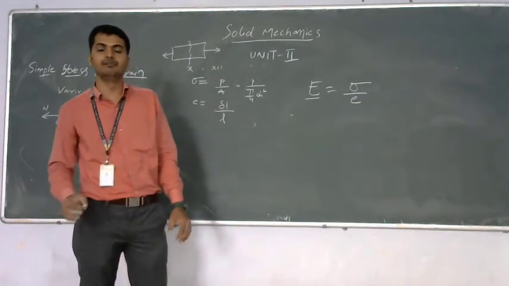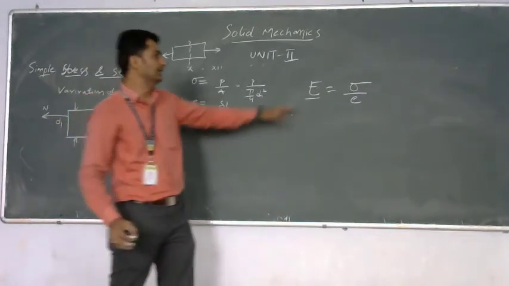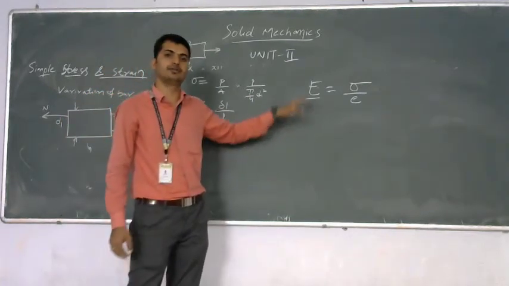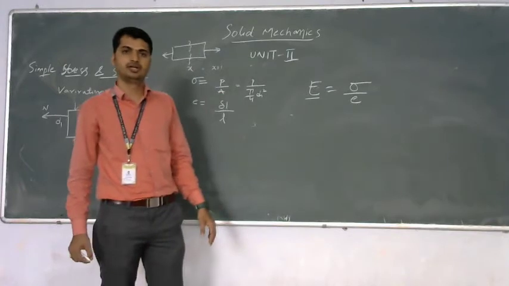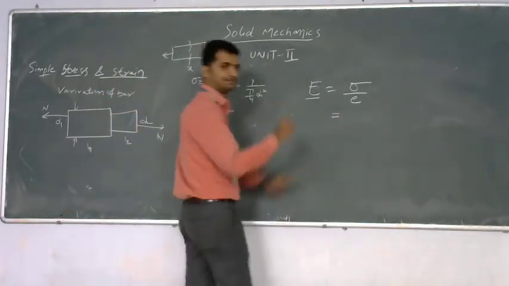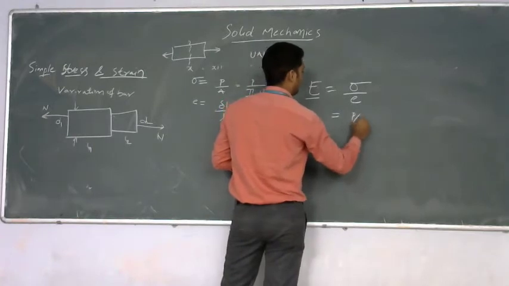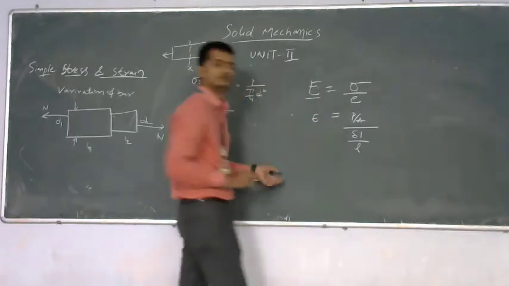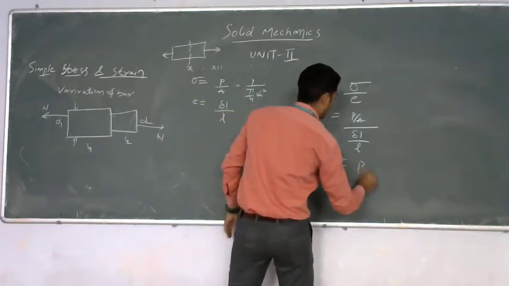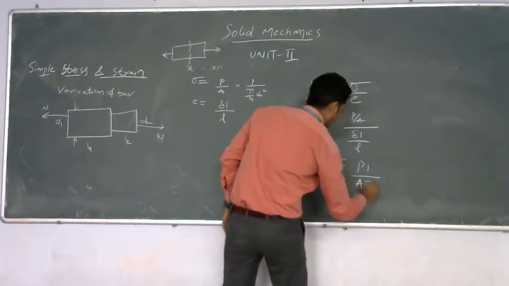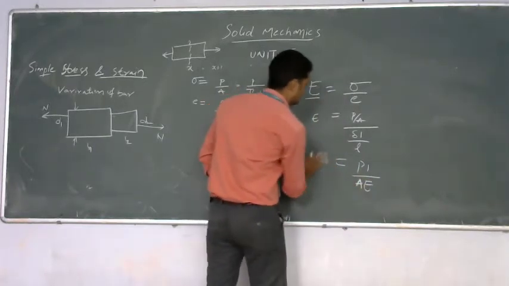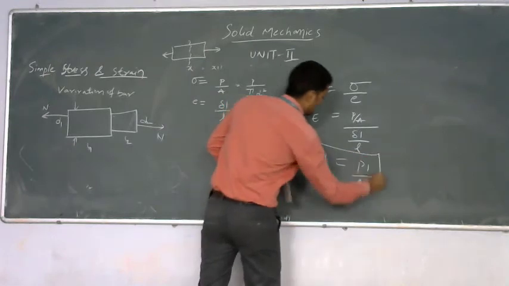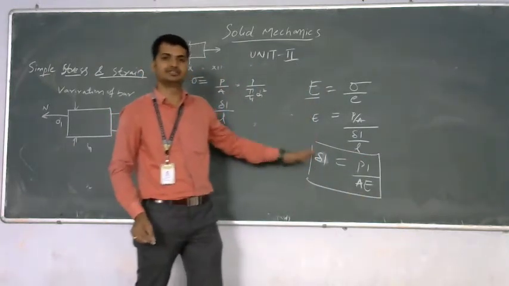For every material, there is an E. That E is called Young's modulus. For iron, there is a Young's modulus. For copper, there is a Young's modulus. So, P by A, change in length by original length is equal to E. The formula is P L by A E, where the change in length is directly written. This is the formula for the individual change in length using stress and strain.